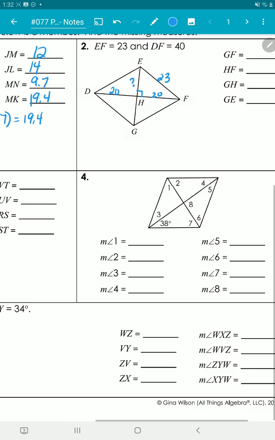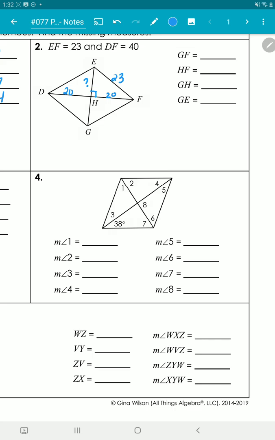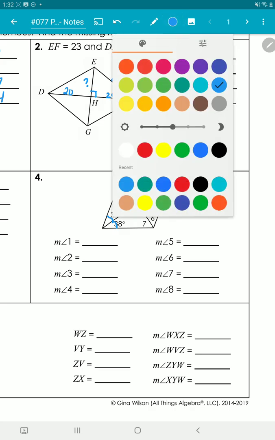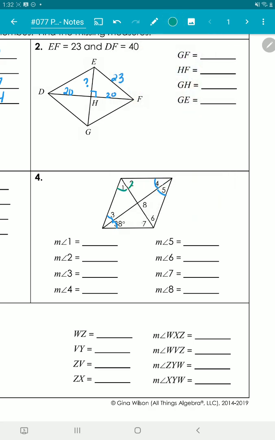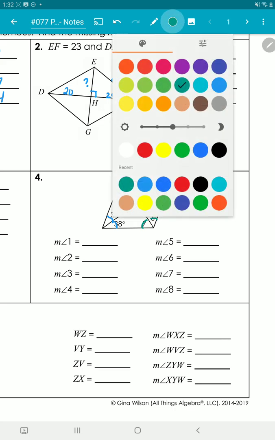And then let's go on to number 4. Okay, so the main thing to pay attention to in these ones is that if they're in the same corner, they're the same angle. Okay, so those two are the same, these two are the same, and actually diagonal ones are the same. So this one, this one, this one, and this one are all the same. And as long as they're on the same diagonal, they're the same. And these ones are the same.